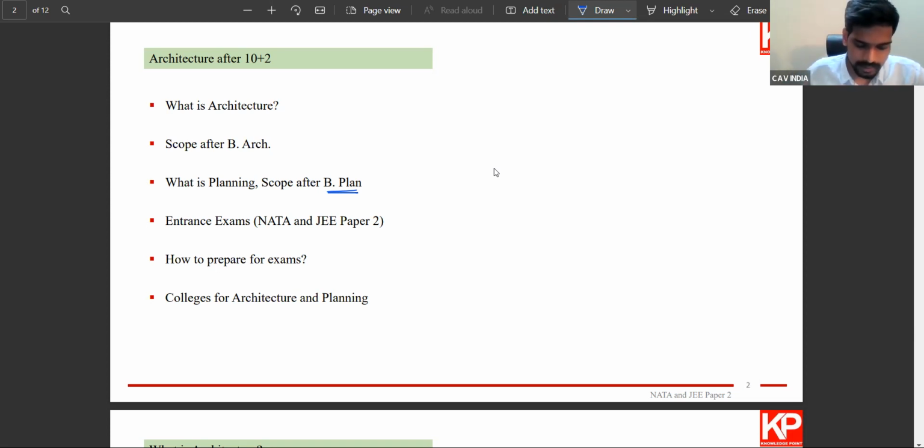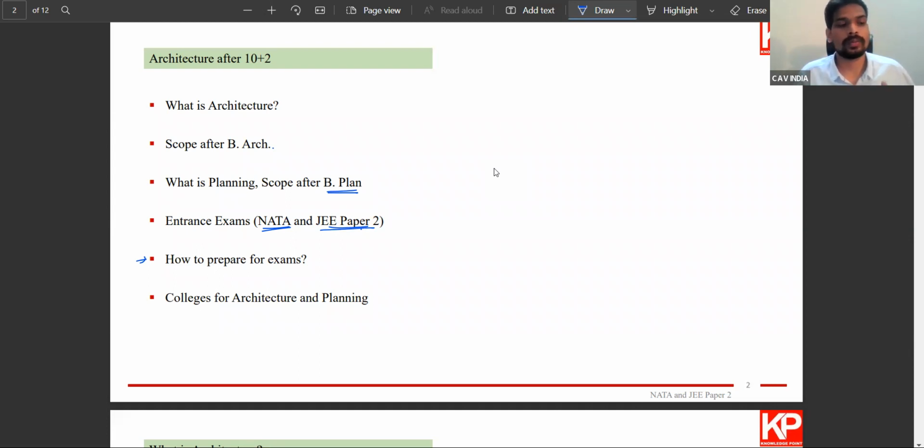And then we'll look into the entrance examinations we are targeting, that is NATA and JEE Paper 2. Both are for B.Arch. NATA is specifically only for B.Arch. JEE Paper 2 is for both B.Arch and B.Plan. So we'll briefly discuss that. And then we'll come to the important part, that is how to prepare for the examinations, NATA and JEE.